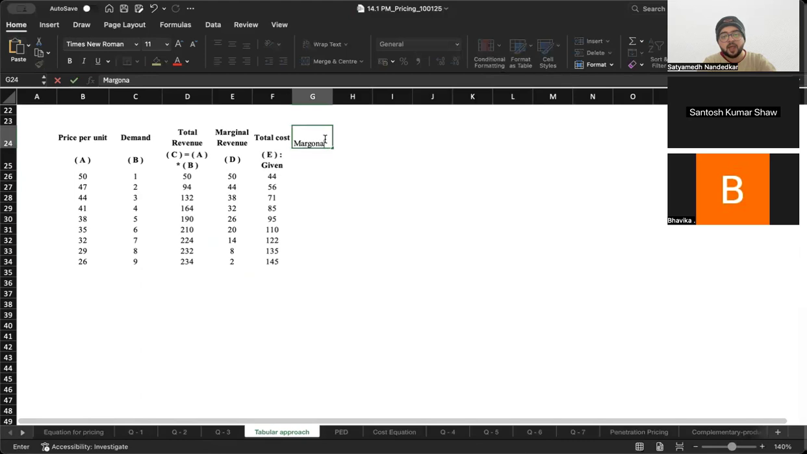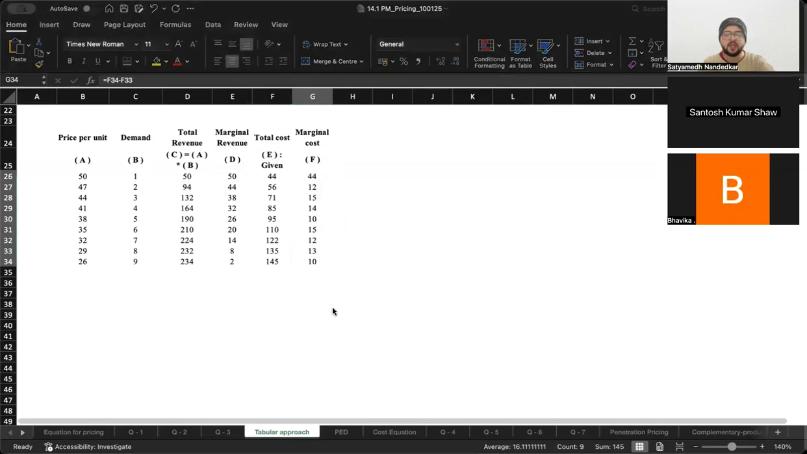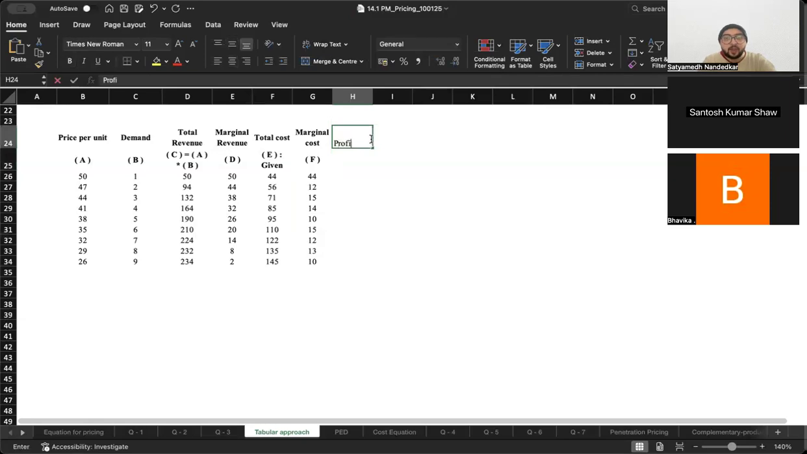Now, marginal cost is the cost of producing one more unit of the output. Marginal cost is the cost of producing one more unit of that particular output. So let this be my column F. Now see the kind of relationship that you will come across. So this will be 44, 12, 15, 14, 10, 15, 12, 13. So what do we have here? We have the marginal cost. Now marginal cost data is available and we can now calculate the profit.